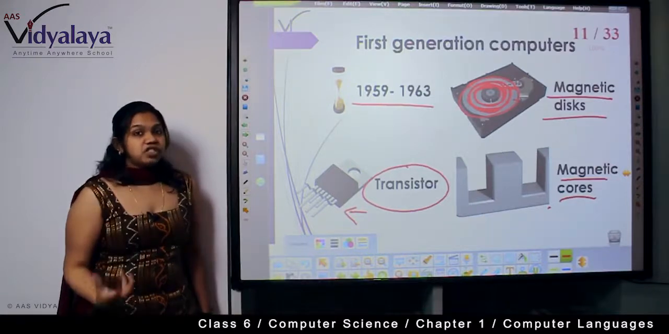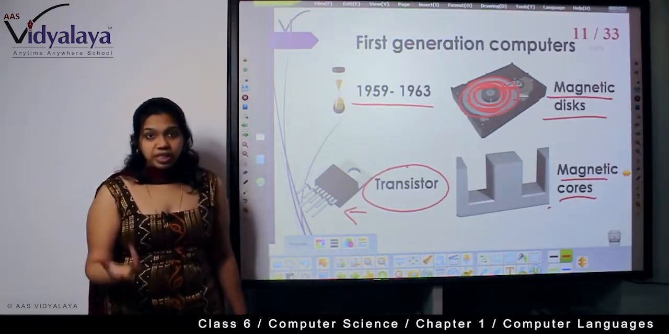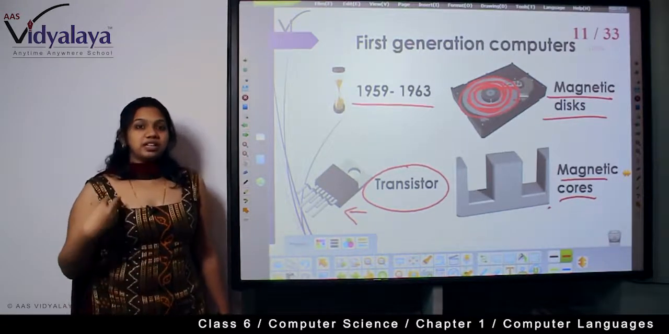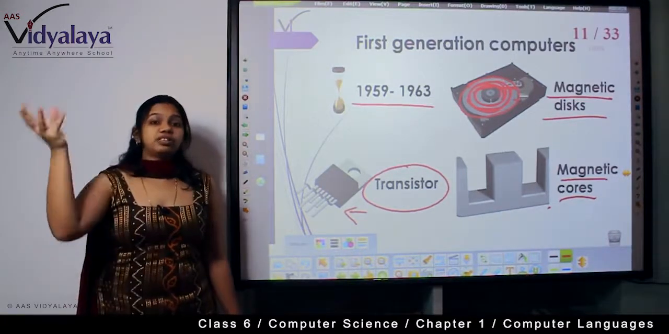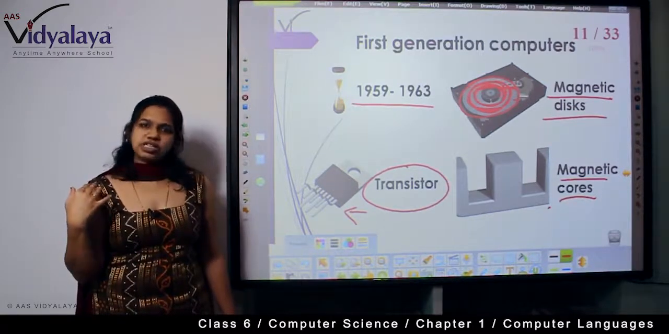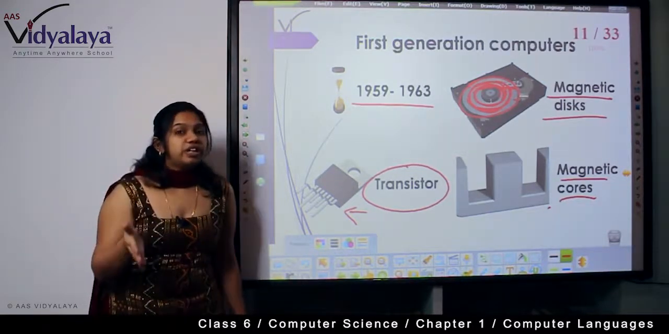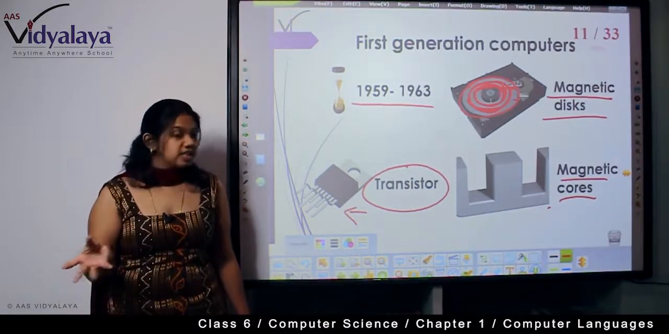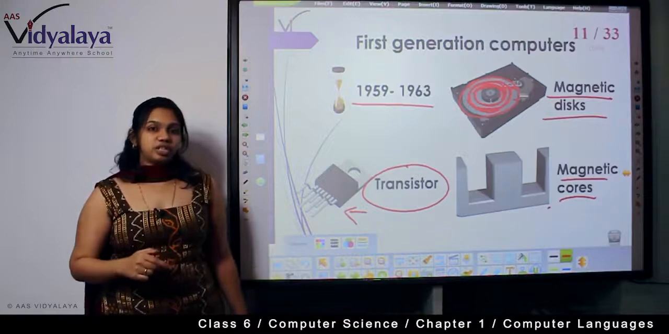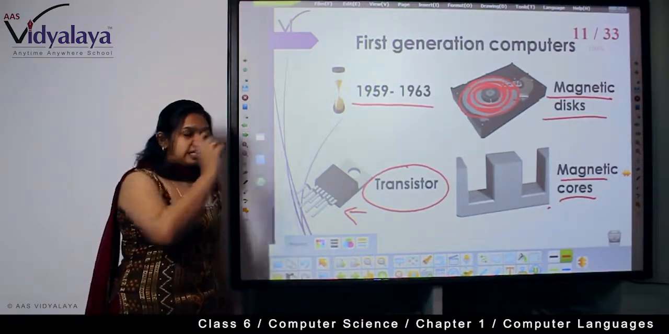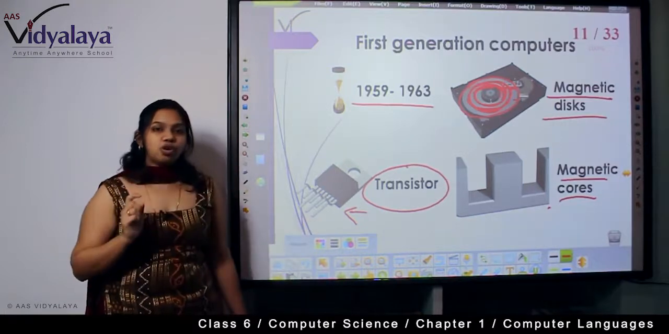A computer has to store something. Whatever I give it, an expression or a problem, it has to store it somewhere, then process it and give it back to us, correct? So when we want to store something, we need storage devices. In second generation computers, those storage devices are magnetic disks and magnetic cores.